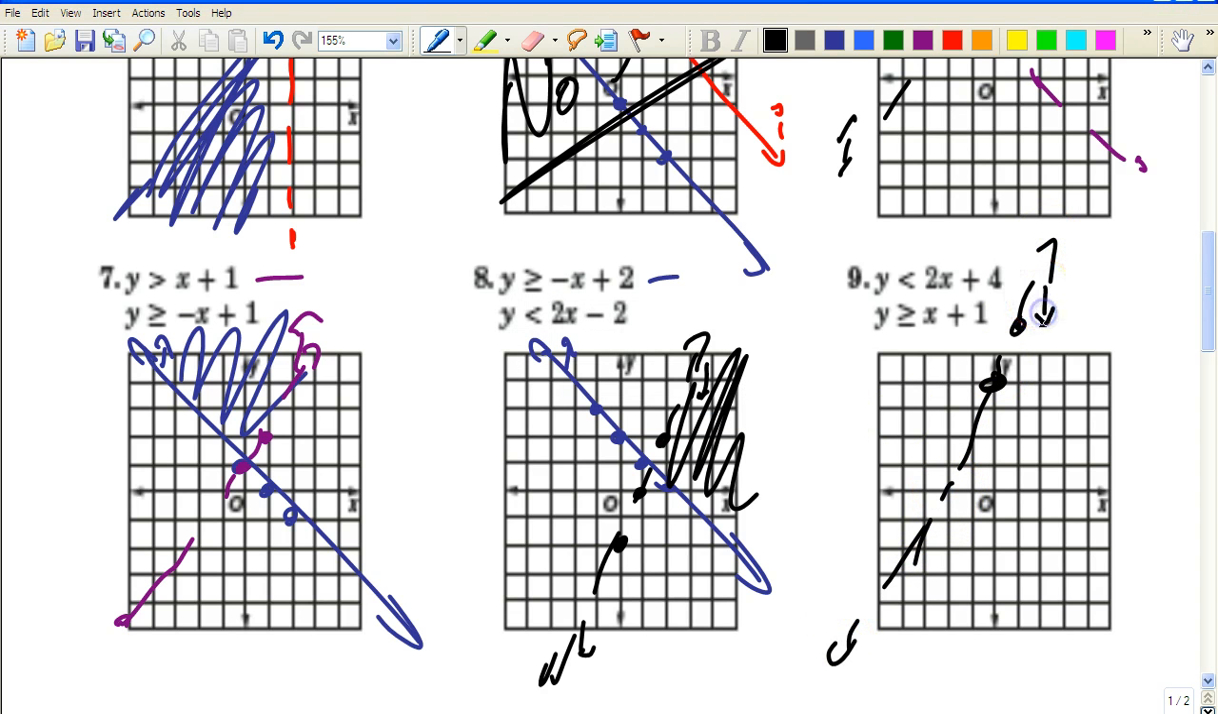Dashed, it's less than, so we're going to go down. And then this guy, plus 1: up 1, right 1, up 1, right 1. These two are going to cross, but that's solid, and we want greater than, so we're going to squeeze in here.